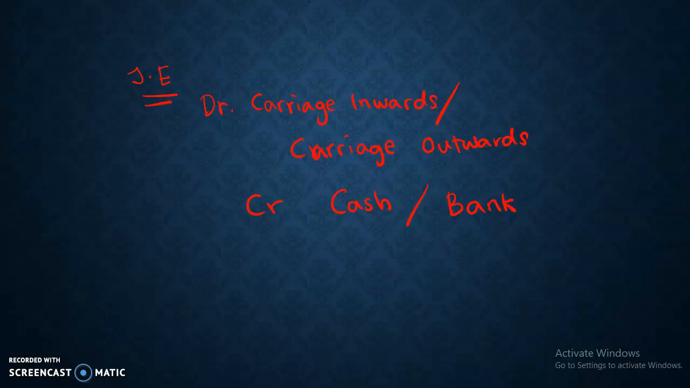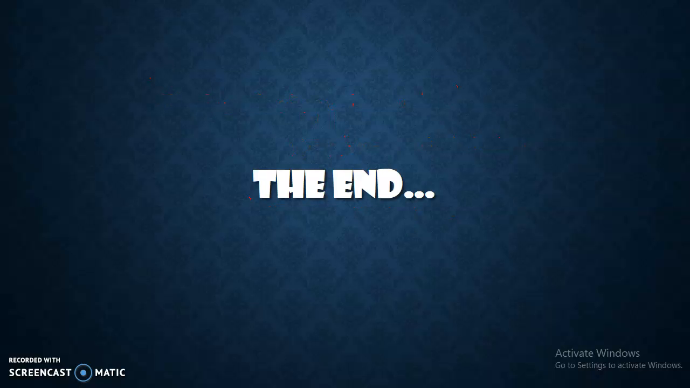Both carriage inwards and carriage outwards, as I mentioned before, are expenses to the business. So it will depend on whether it is carriage inwards or carriage outwards. So that's all for double entry principles for carriage inwards and carriage outwards.